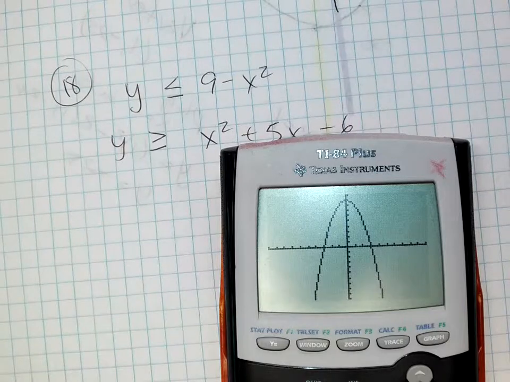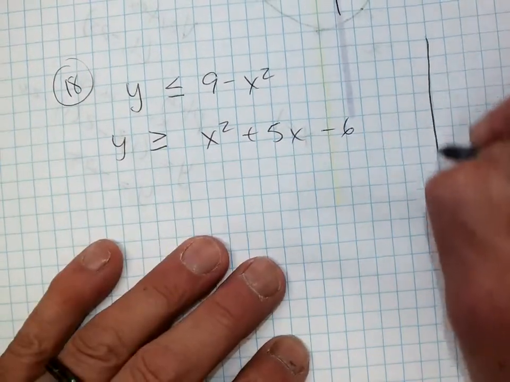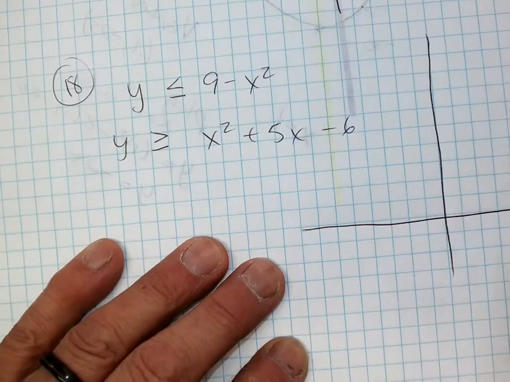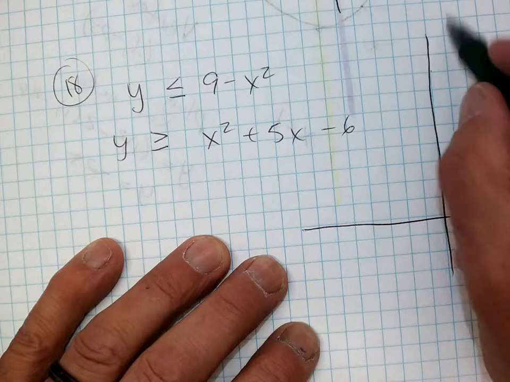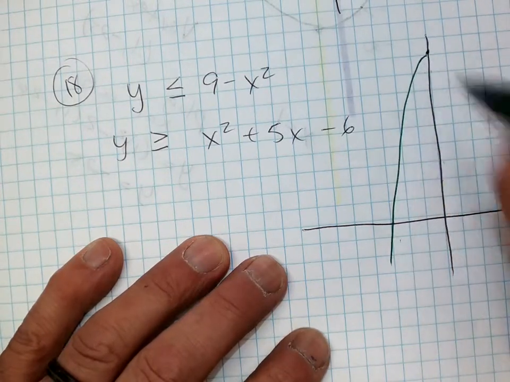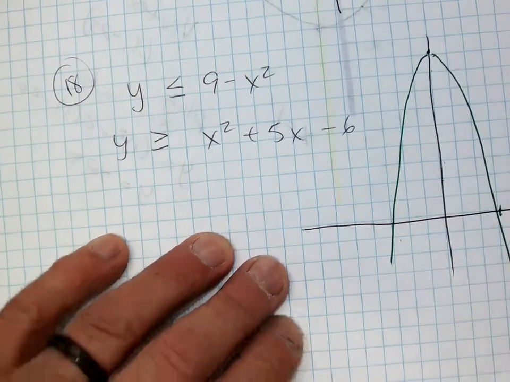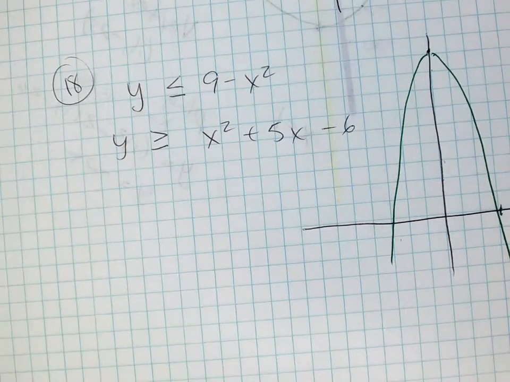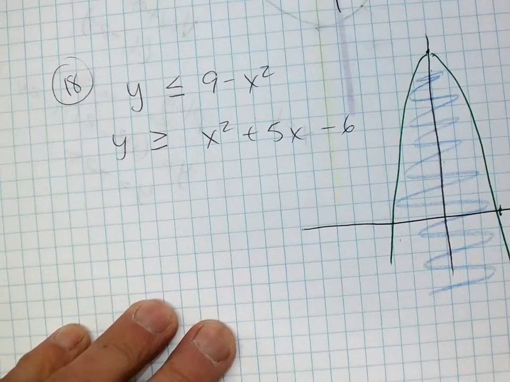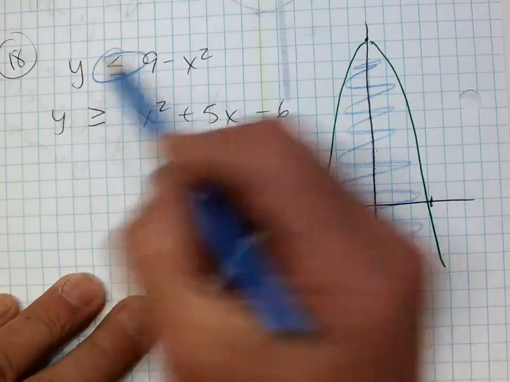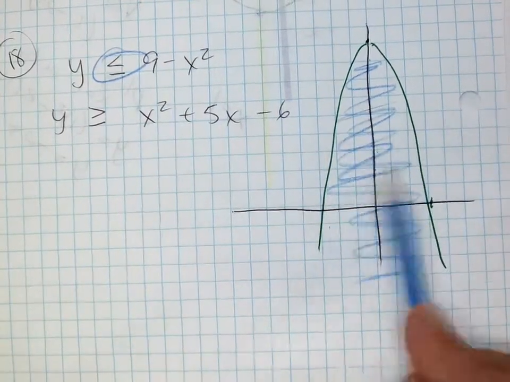Looks like that. I go 1, 2, 3, 4, 5, 6, 7, 8, 9, and it looks like this. It says less than, so I'm going to shade below it. Okay, I'm going to shade below it because it says less than. Does that make sense why I'd go below it because of less than? Here's my less than, so I shade below it. So I shaded everything below it.